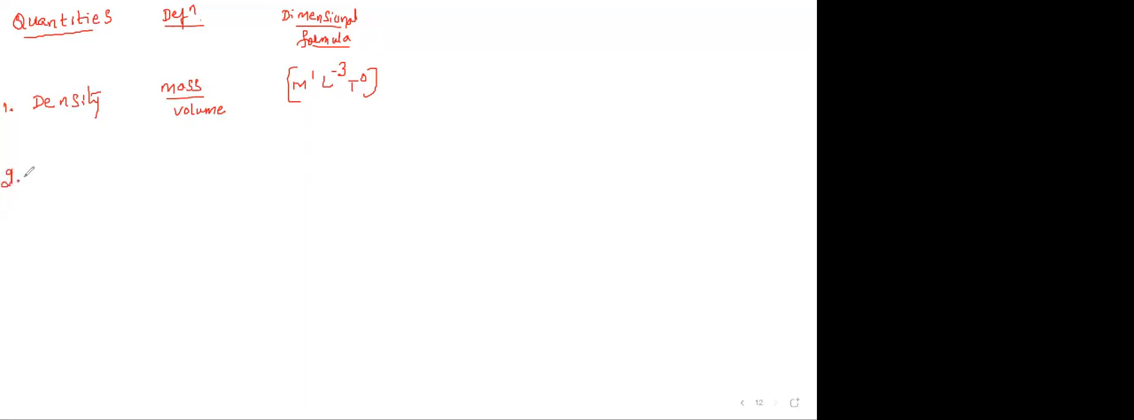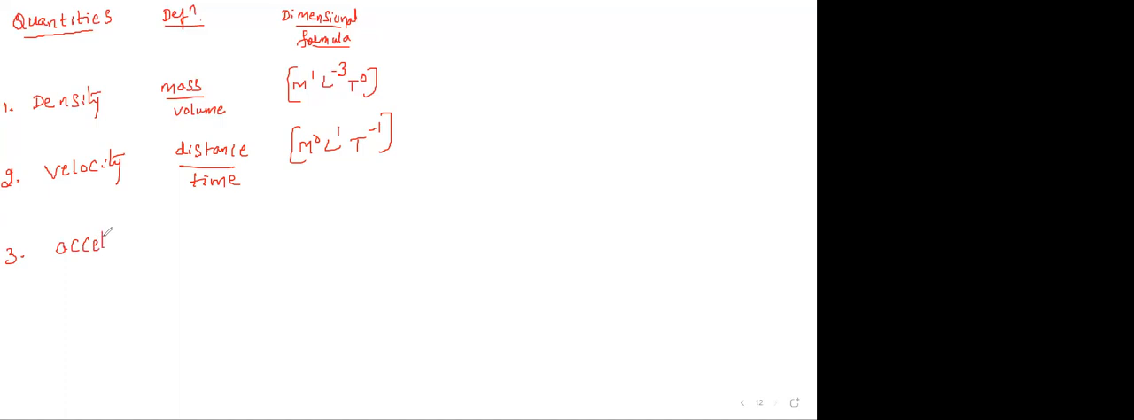Can you tell me the dimensional formula for velocity? What's the definition for velocity? Displacement, the distance by the time. Distance is L. Time is T power minus 1. If I write it in the numerator, no M term. So M0 L1 T minus 1.